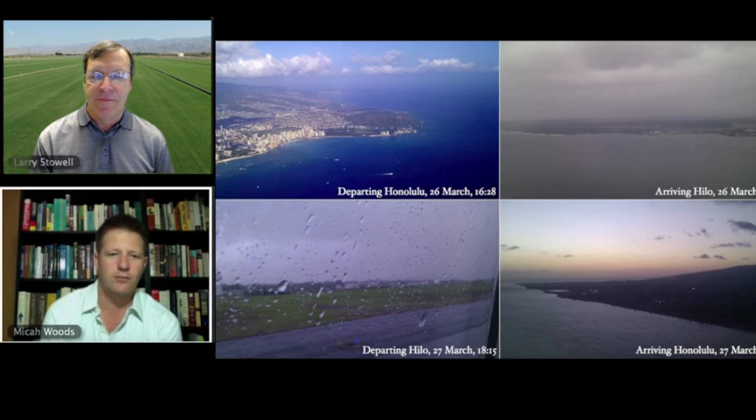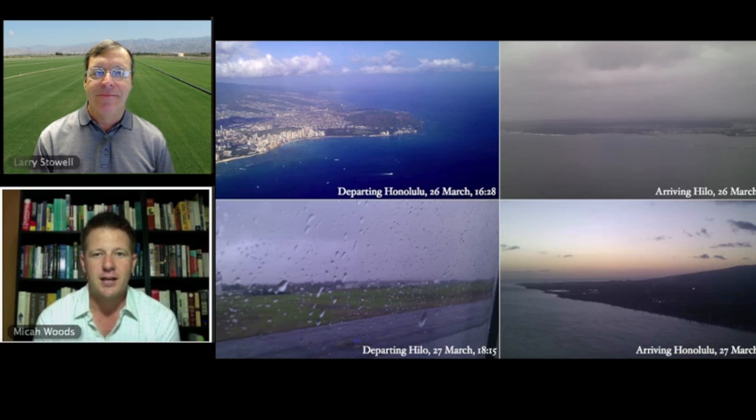When we took off from Honolulu, it was sunny. 30 minutes later, when we arrived in Hilo, it was very cloudy. And the next day, when we took off from Hilo, it was raining. And when we landed at Honolulu, there was a beautiful sunset with very few clouds in the sky. So I would say these charts are not only good for looking at how grasses may perform in a certain area, they're also great for choosing the ideal holiday locations.